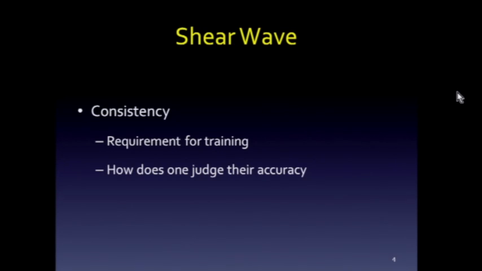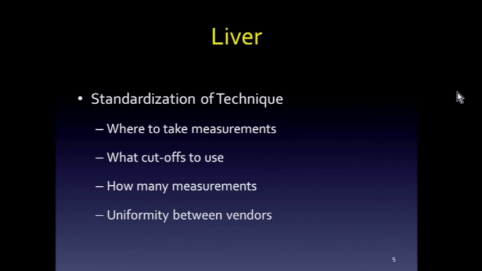If we look at shear wave elastography, again, consistency is an issue. What are the requirements for training? Is there a way we can have the machine give you feedback so that you can judge your accuracy as you're doing the examination? Not only to decide that this data set is good, but to show you as you're doing the examination that you may be doing something wrong and how to correct that.